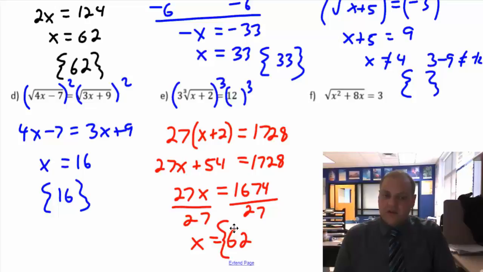And 62 does check. You can put 62 in here. You get cubic root of 64. Cubic root of 64 is 4. 4 times 3 is 12, which is what it was supposed to equal originally.